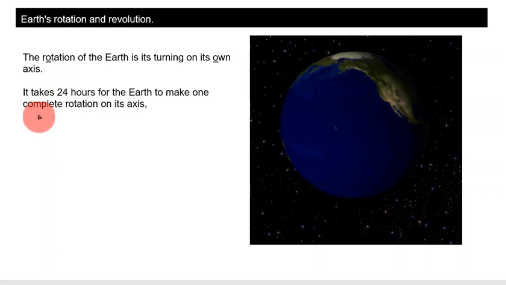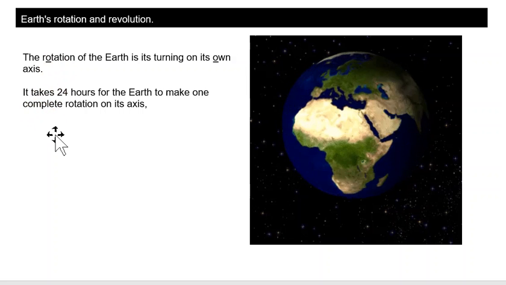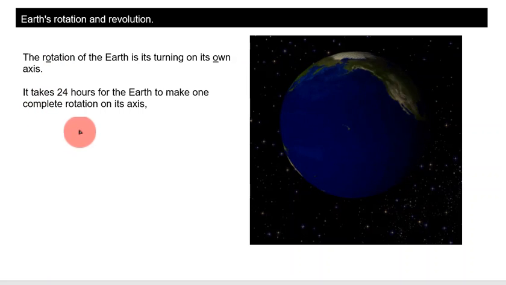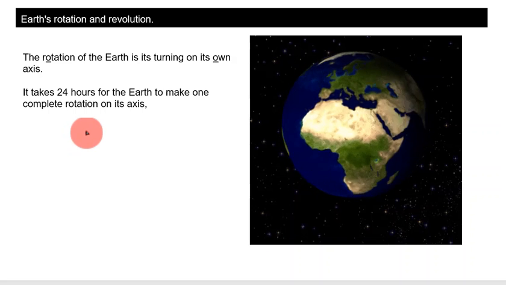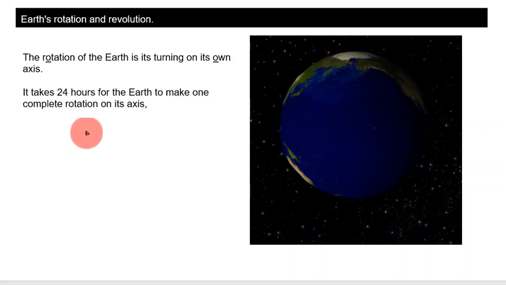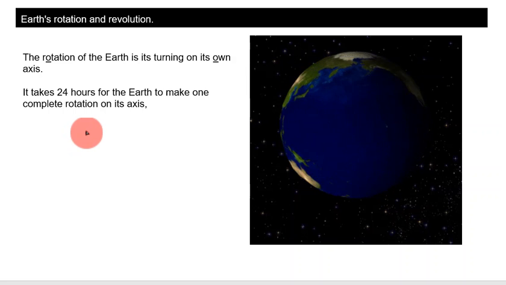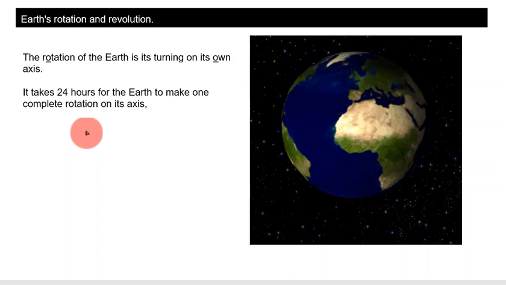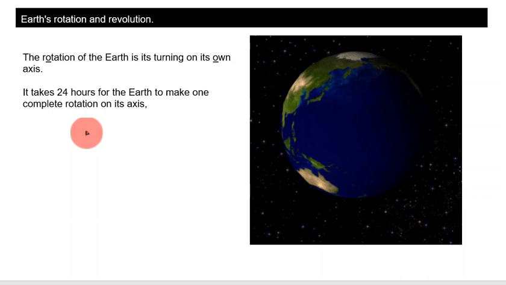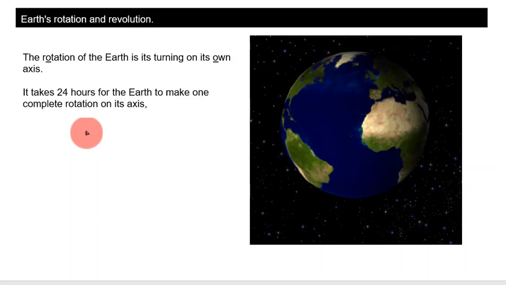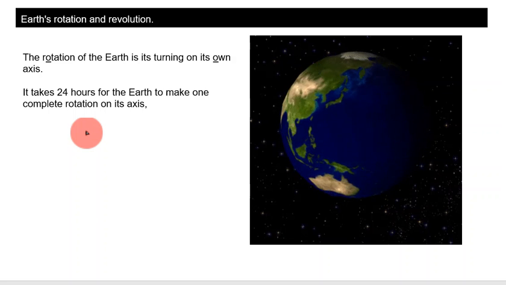So it takes 24 hours for the Earth to make one complete rotation on its axis. So for it to rotate once on its axis, it takes 24 hours. And that's where we get the standard day. That's why a day is 24 hours. In the length of a day, the Earth has done one full rotation on its own axis.